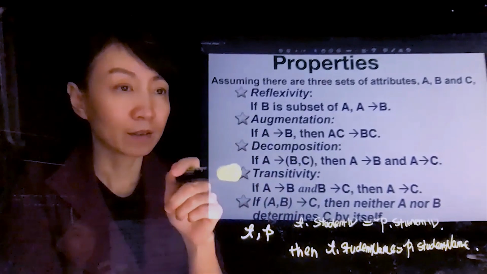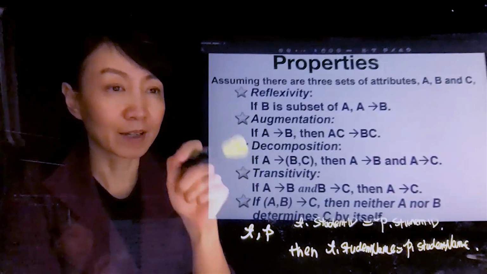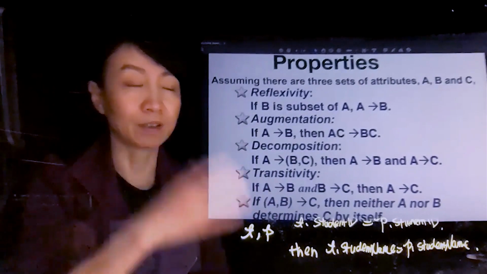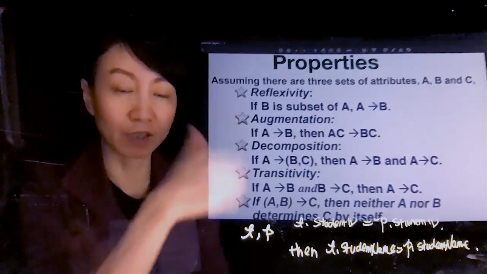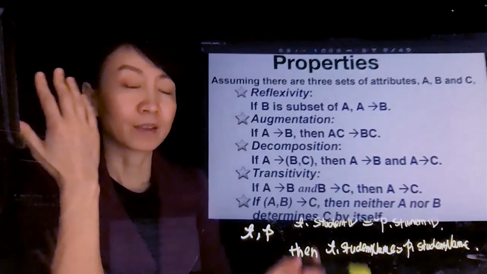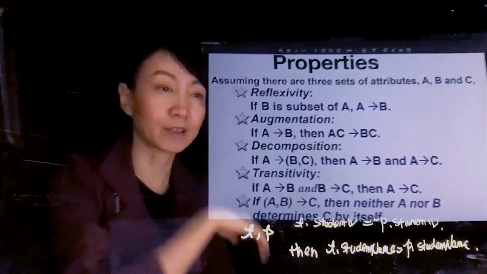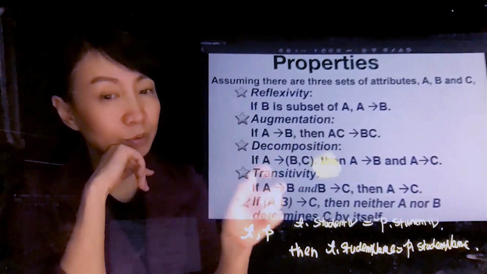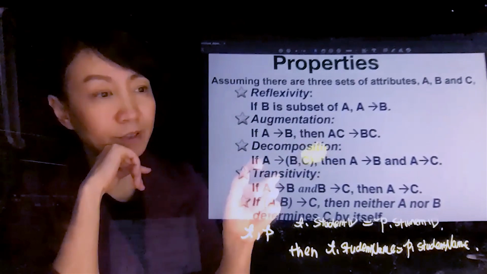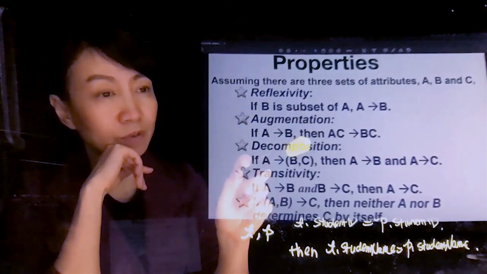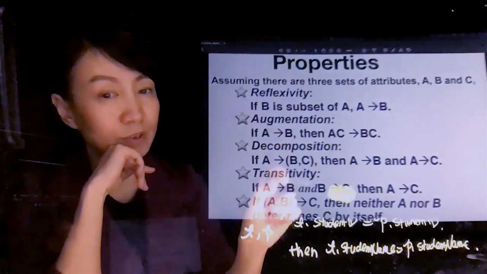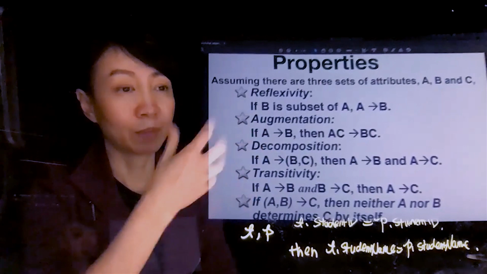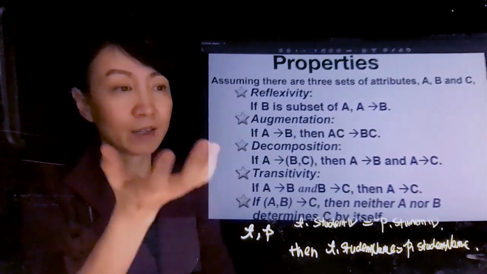Okay. Then the next one is transitivity. Transitivity means we can transfer FDs from the first one to the next one. Here it says A to B and B to C. With these two FDs, now you can transfer this FD from A to C. Because B can determine C, and B is determined by A, so A can determine C.